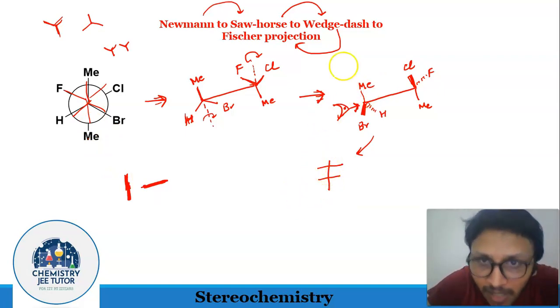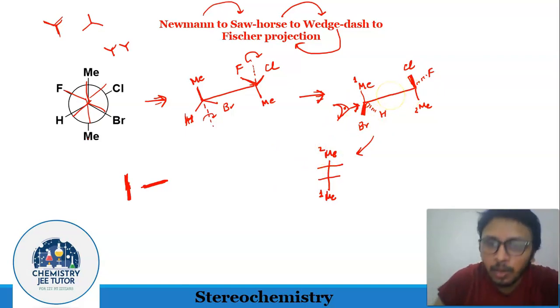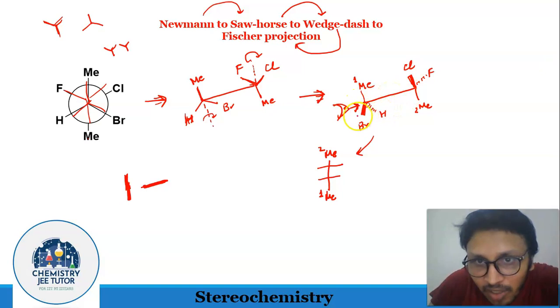So here we have a methyl. I can number them. 1, 2. Methyl 1 comes downward because this is the first carbon we come across. Methyl 2 goes up, but this is the second carbon we come across. So here the hydrogen and bromine are which side? Come on, tell me which side.